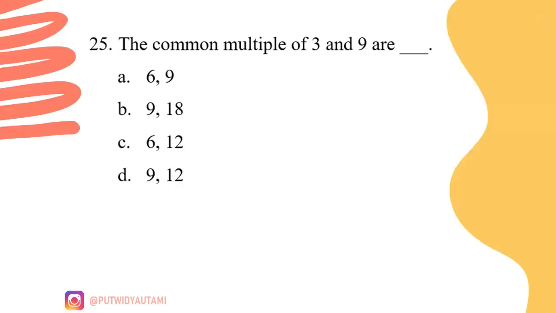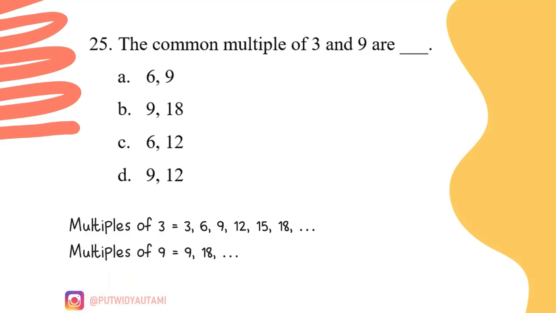25. The common multiples of 3 and 9 are, list the multiples of 3 and the multiples of 9, and we can see that 9 and 18 are the common multiples of them. It's easy.